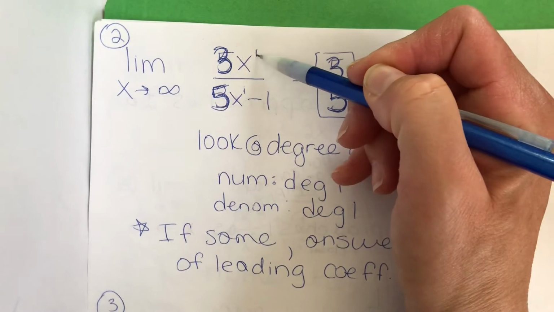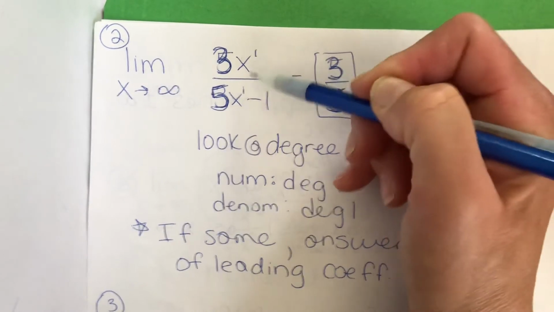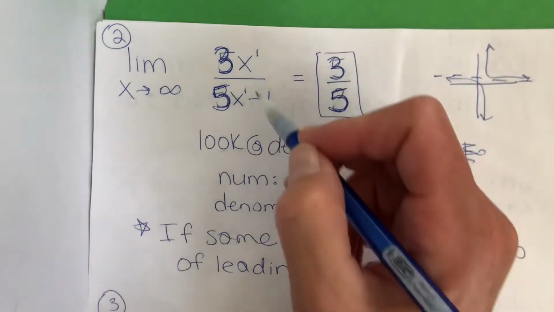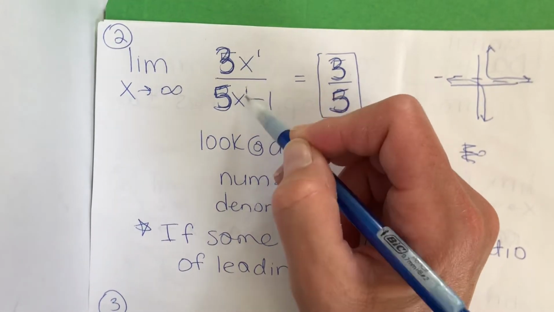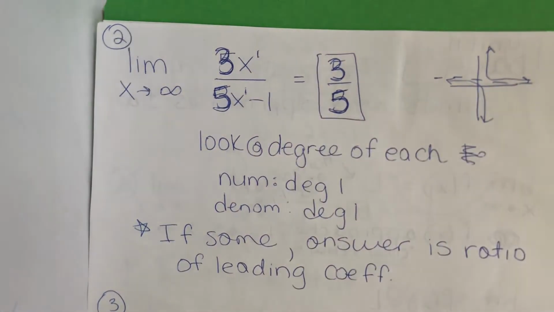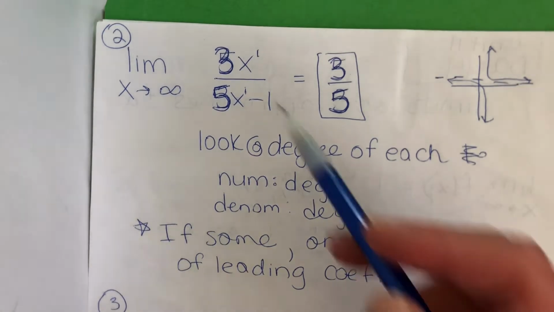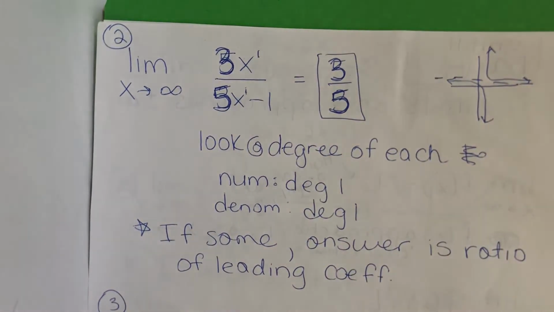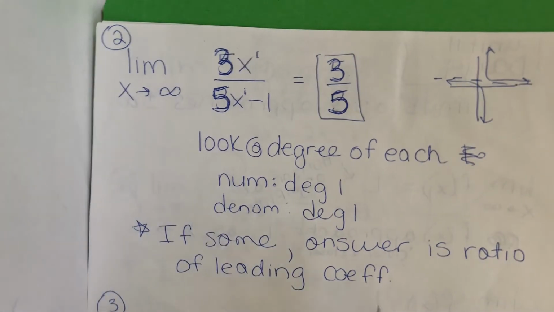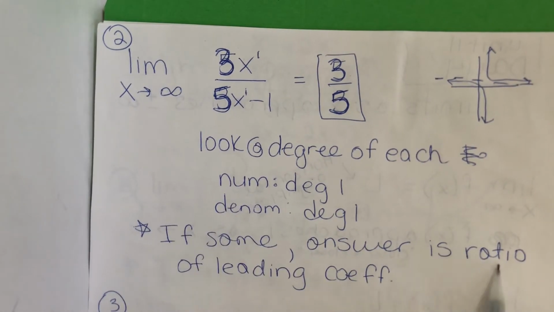The degree, again, look at the biggest exponent, is a degree of 1. Now, of course, we normally don't write it there. I just wrote it there to show that they're the same. So when the degree of the numerator and denominator is the same, the answer of the limit is just the ratio of the leading coefficient.